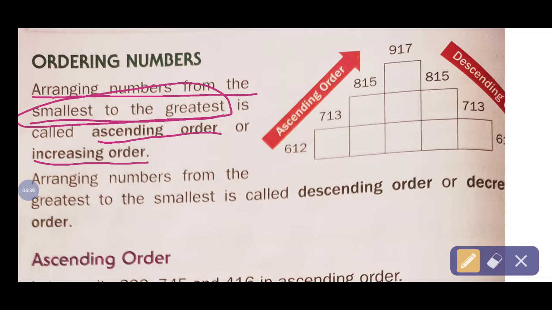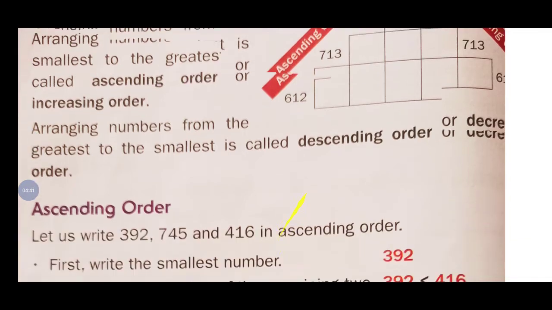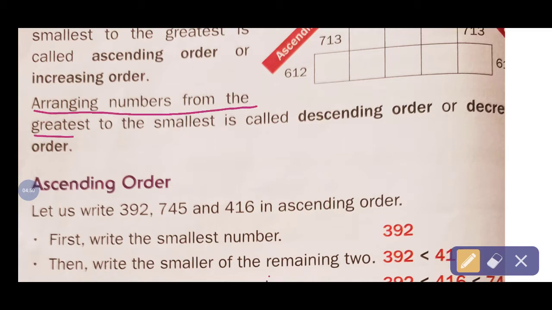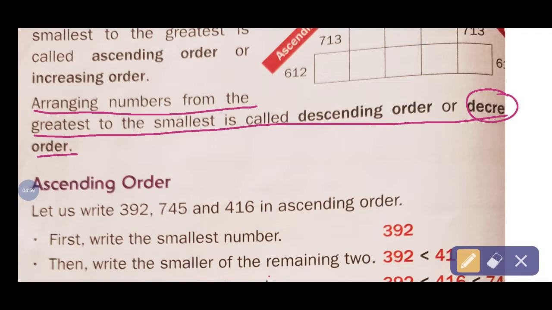Okay, na children? And next, arranging the numbers from the greatest to the smallest is big to small. Arranging the numbers from the greatest to the smallest is called descending order or decreasing order. I'll write it here. Decreasing order.